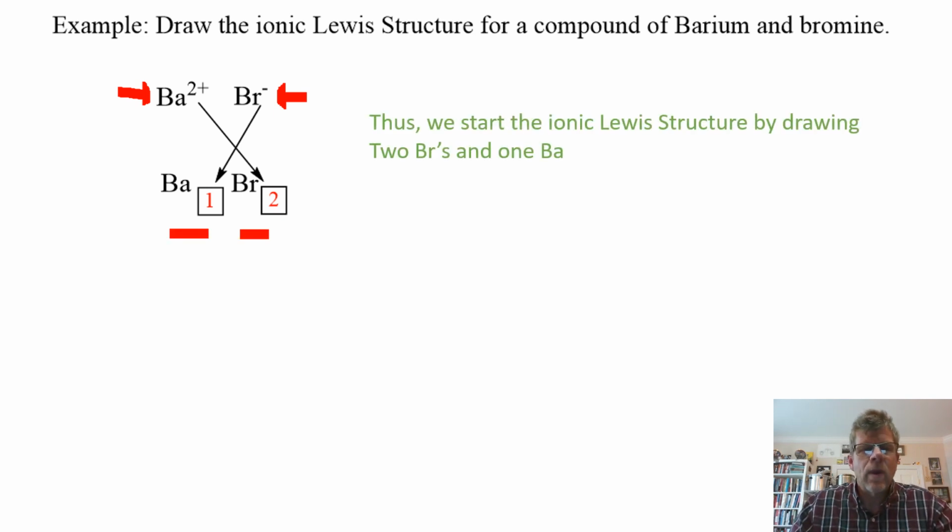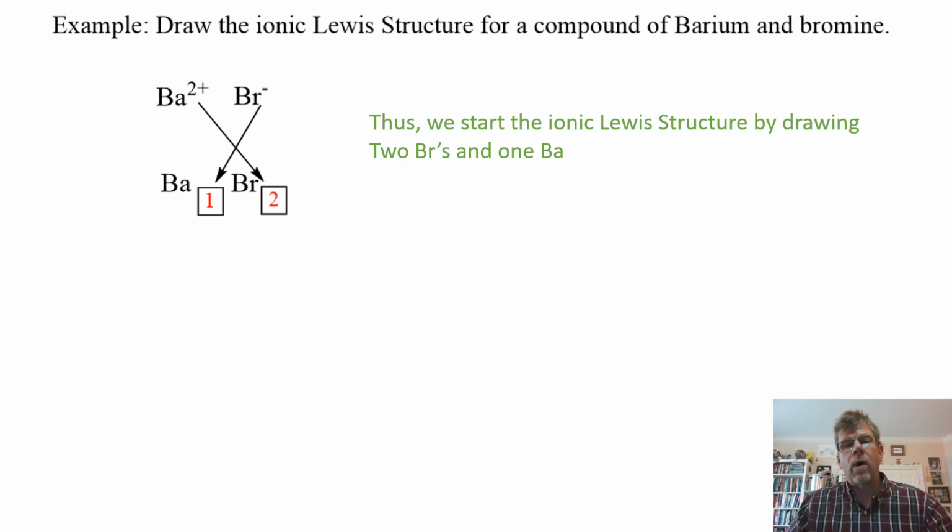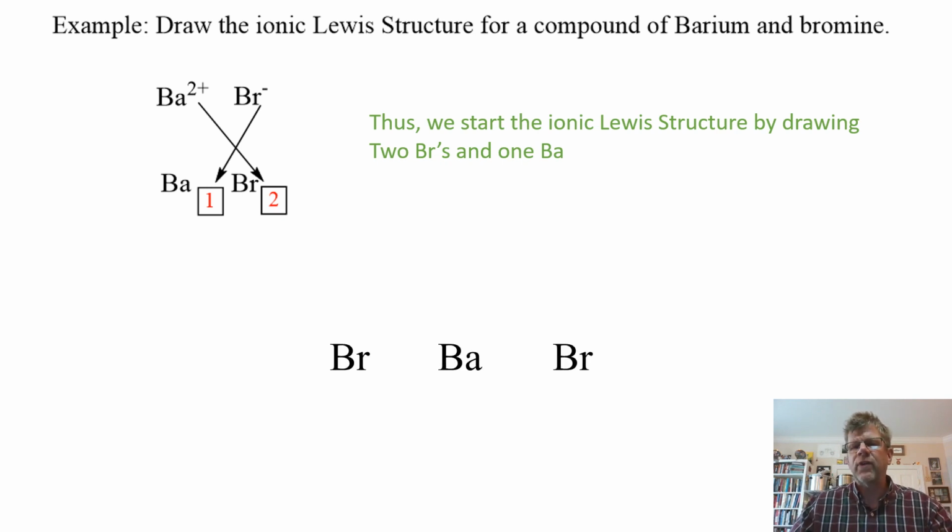So thus, in this ionic Lewis structure, we need to start by drawing 2 Br and 1 Ba, 2 bromines and 1 barium. And I'm going to do that, so this is how we start it. We couldn't start this without knowing the numbers of cations and anions. So we have 2 bromines and a barium, and I've put them together here in a nice fashion that looks neat, with bromines on either side.